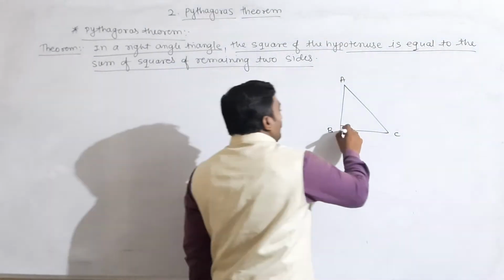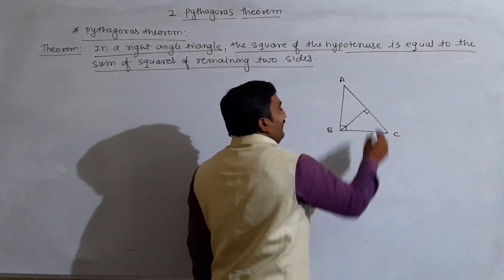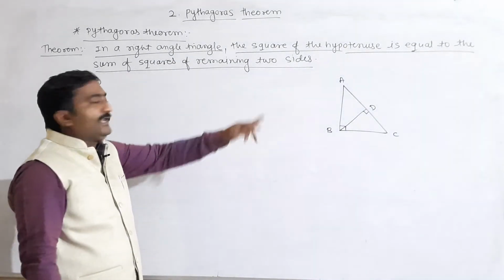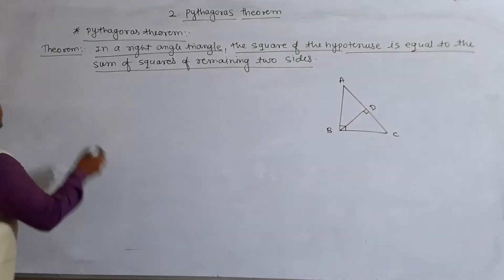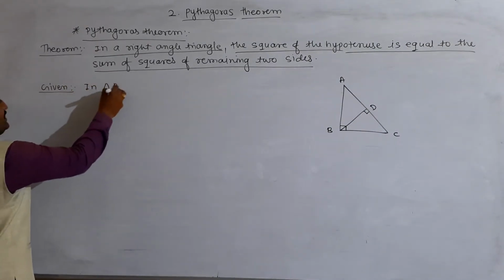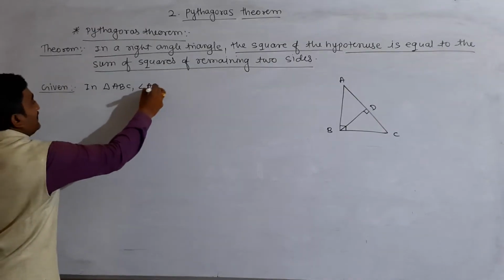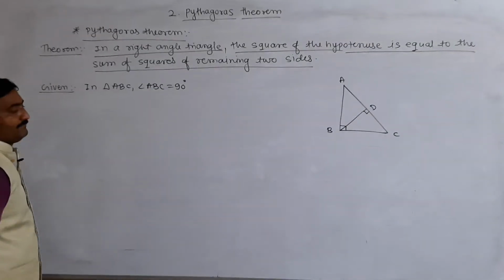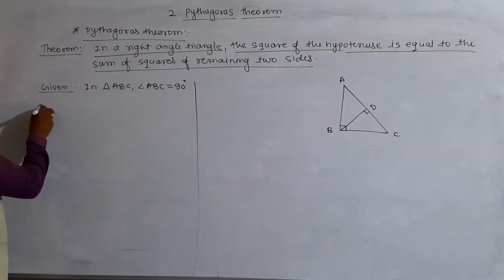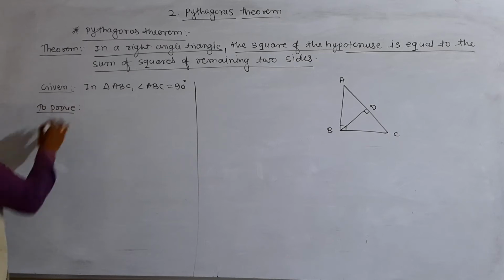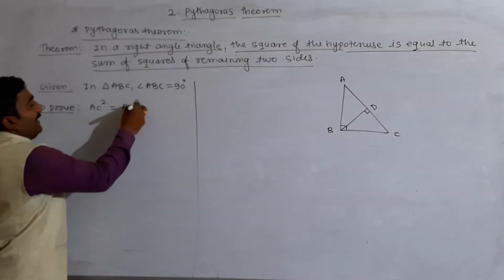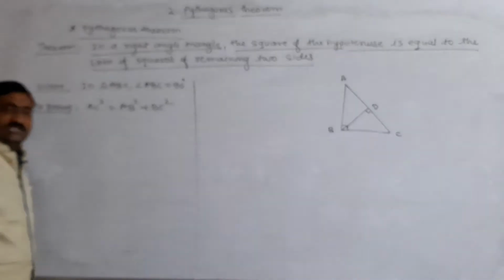And then we have to construct here segment BD. Draw segment BD perpendicular to AC. So the given is, in triangle ABC, angle ABC is equal to 90 degrees. This is given. We have to prove the square of the hypotenuse, that is, AC square is equal to the remaining two sides, AB square plus BC square.